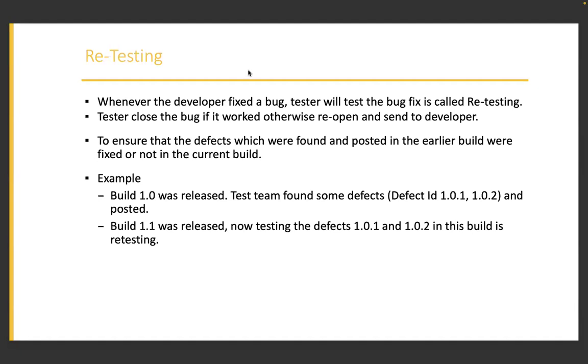If today I have raised bugs 1, 2, 3, and if bugs 1, 2, 3 have been resolved by the developer, then my role is to validate whether those bugs are working fine or not. That is called retesting. When you validate bugs 1, 2, 3 and you validate the complete system again, that is called regression testing. So that's the difference between retesting and regression.